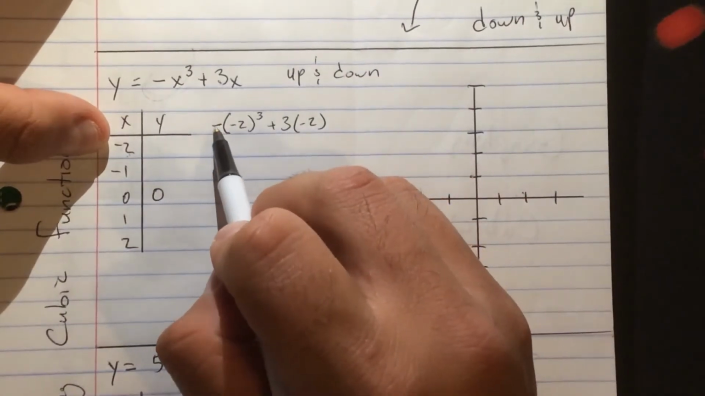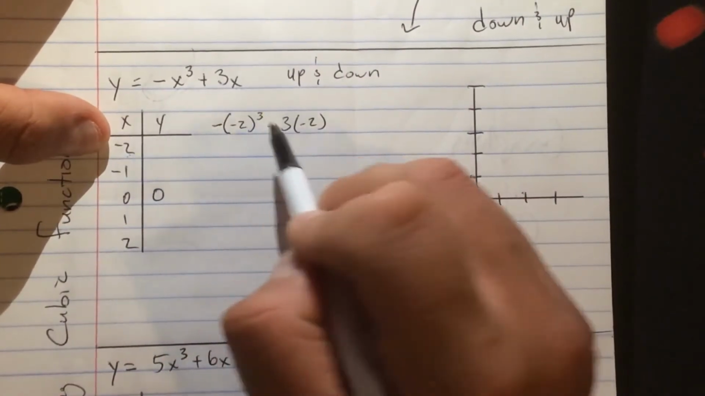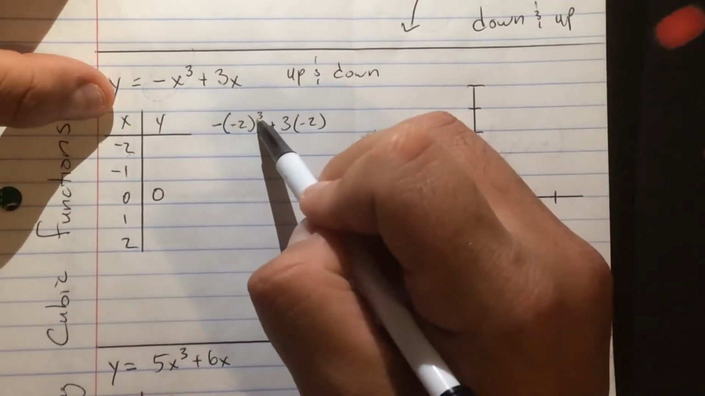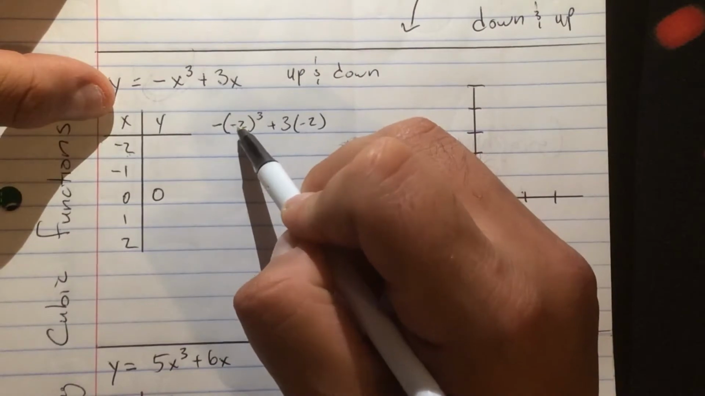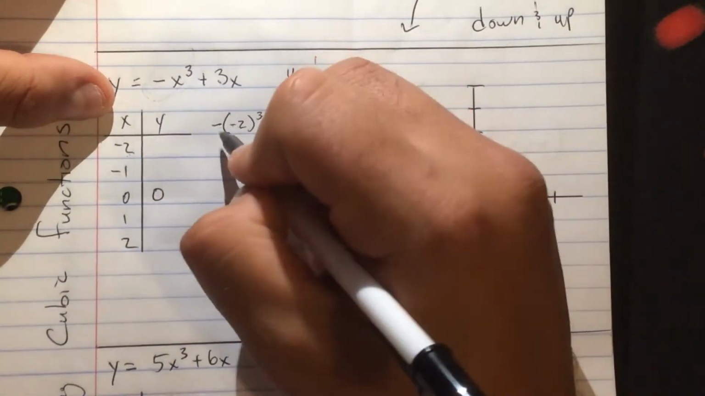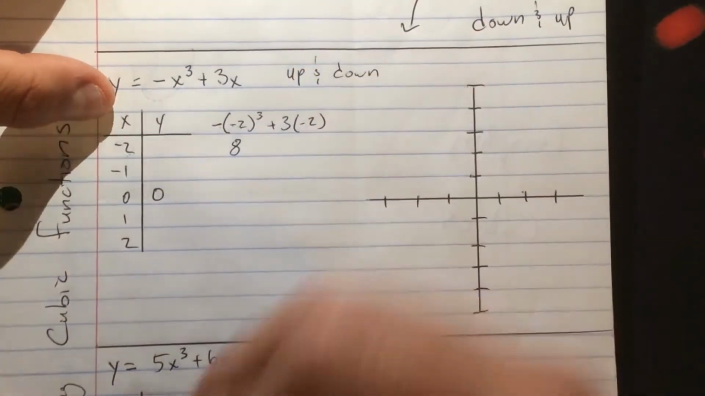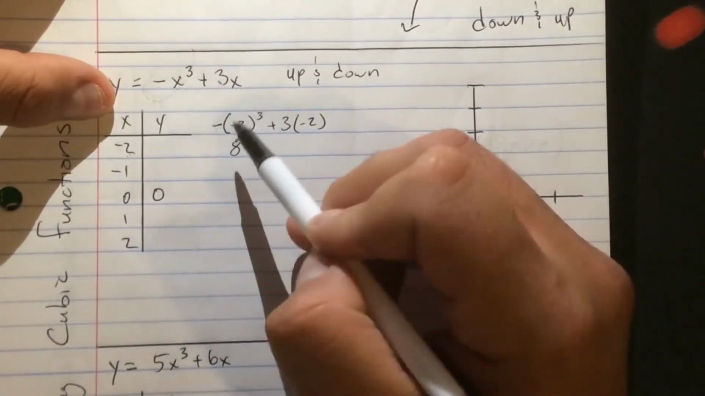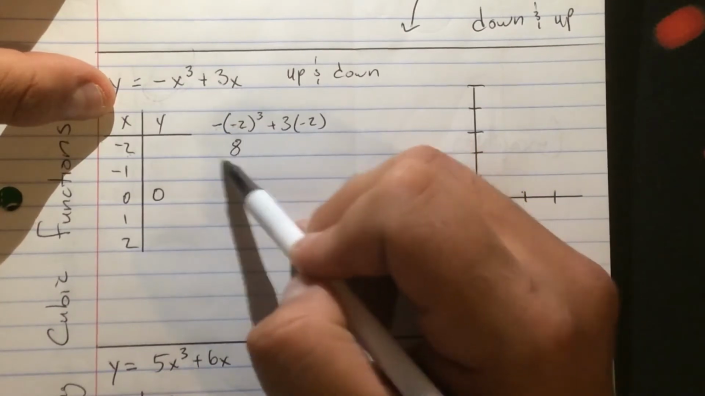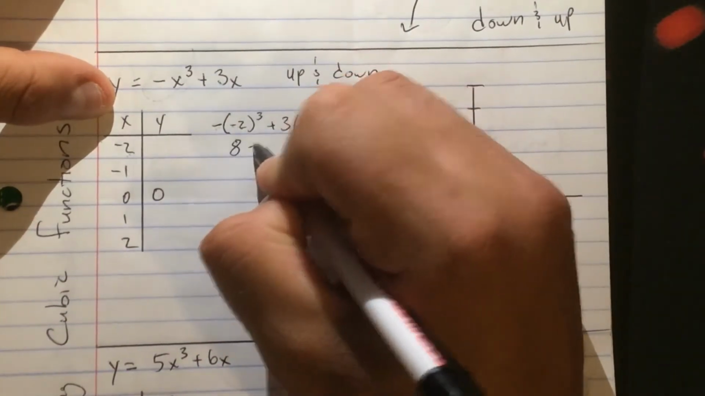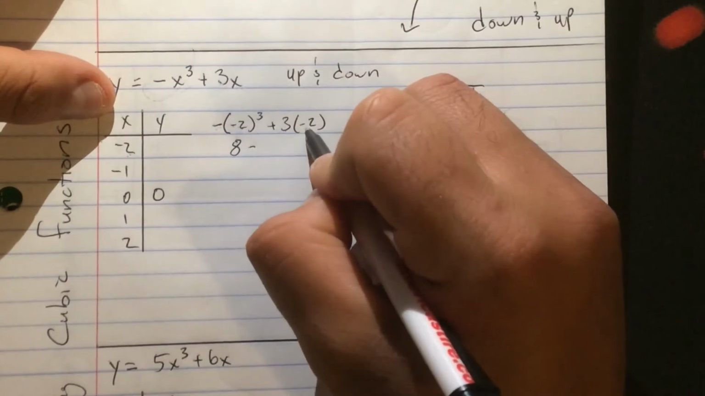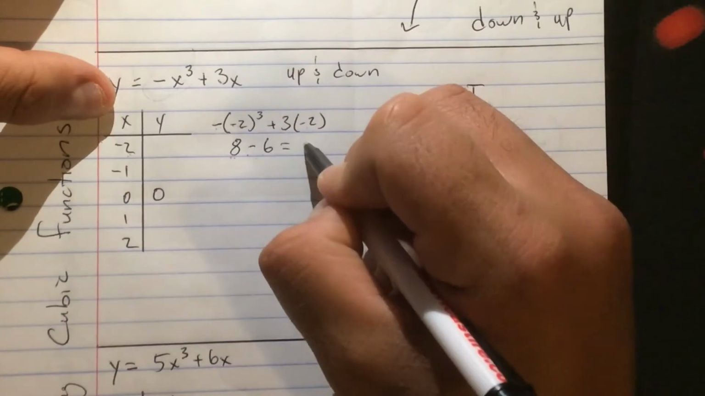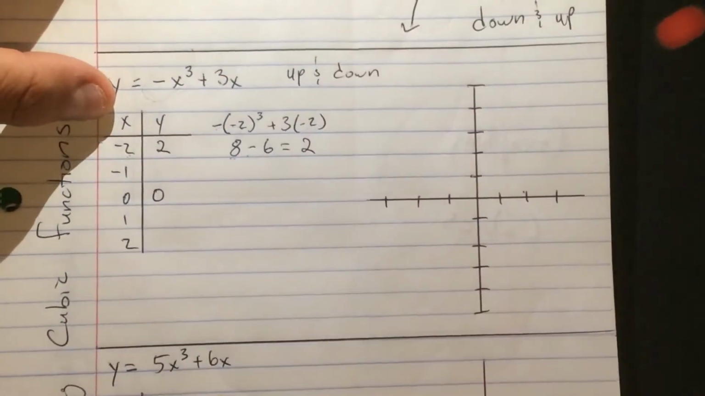We have to do the exponent first, right? So negative 2 times negative 2 is positive 4. Times another negative 2 for the third one would be a negative 8. Negative 8 times a negative, sorry, I'll say that again. Negative times a negative 8 would give you a positive 8. Then 3 times negative 2 would give us a negative 6. So 8 minus 6 would give us a 2. So this would be 2 here.